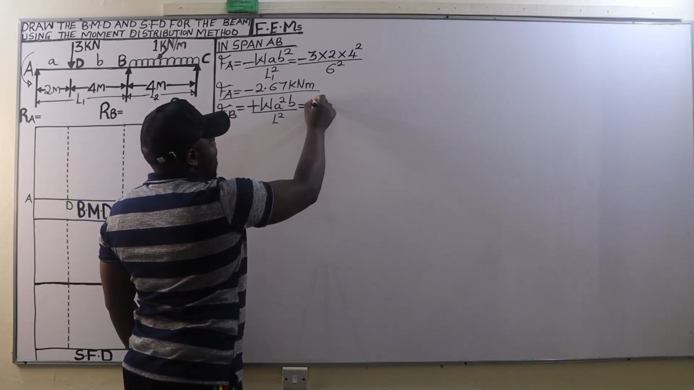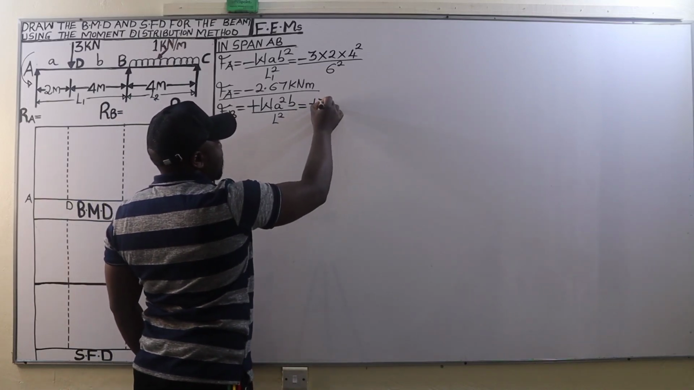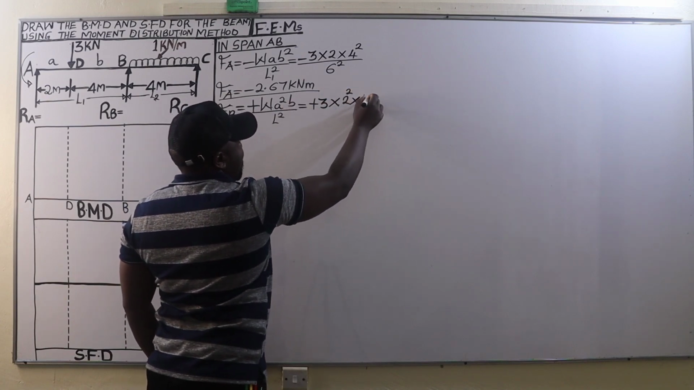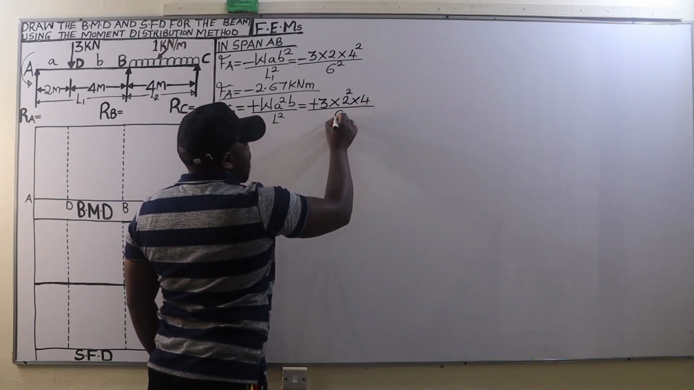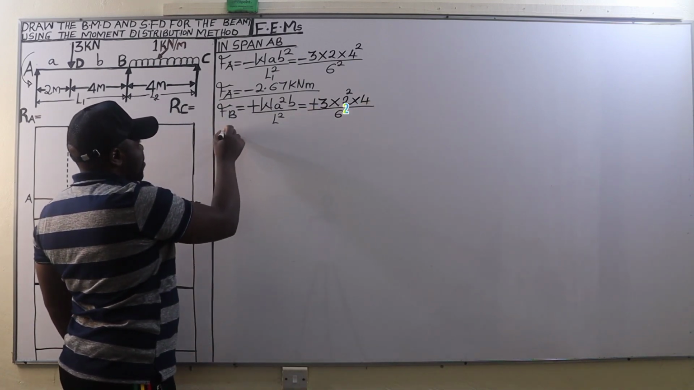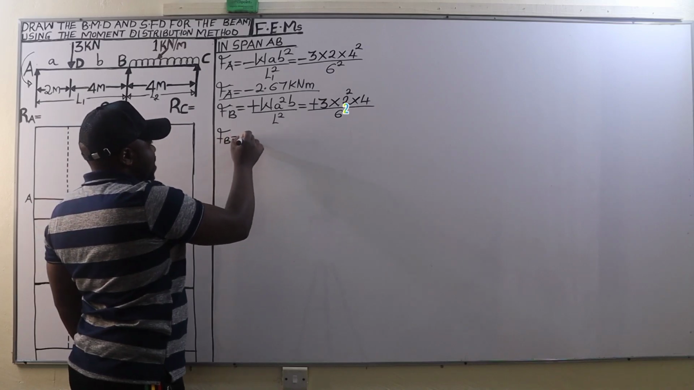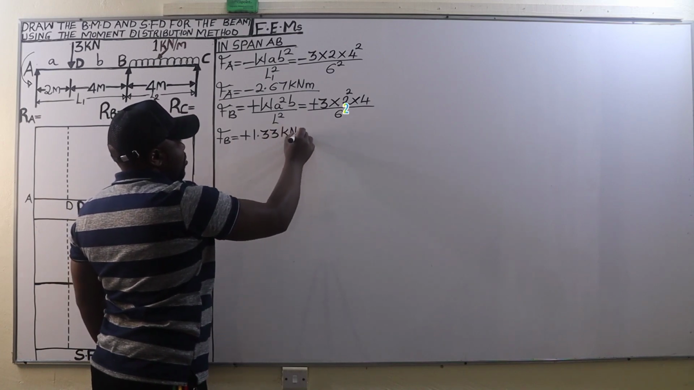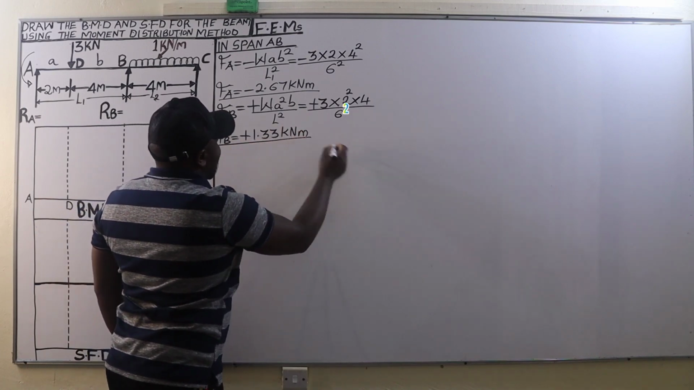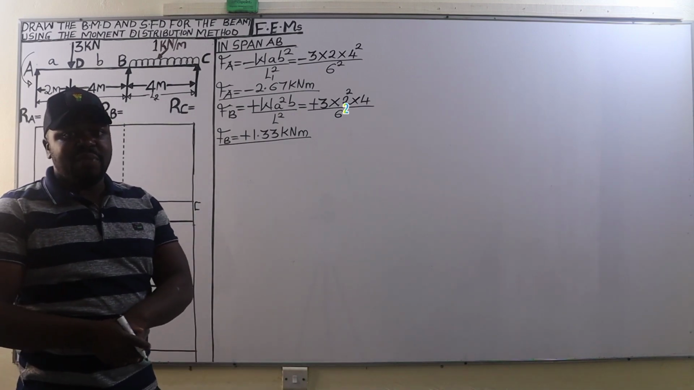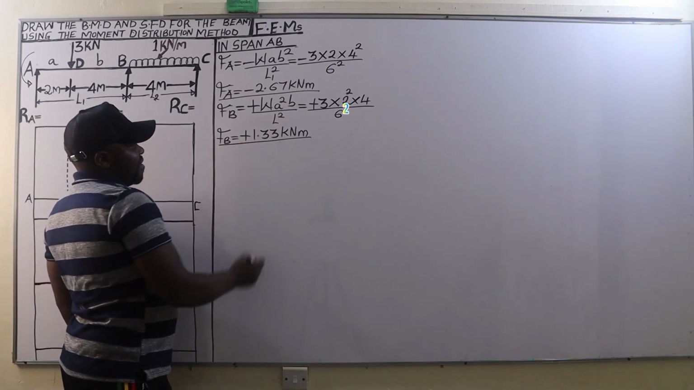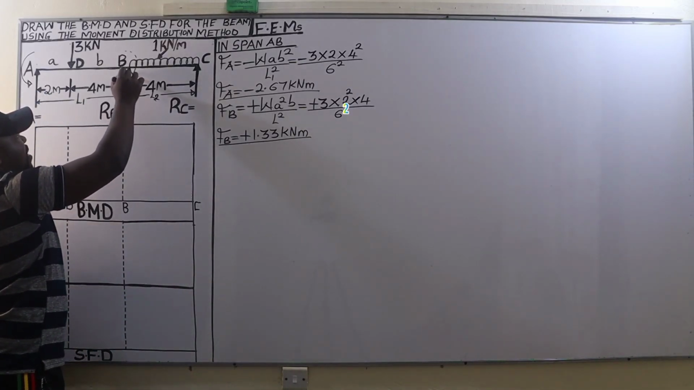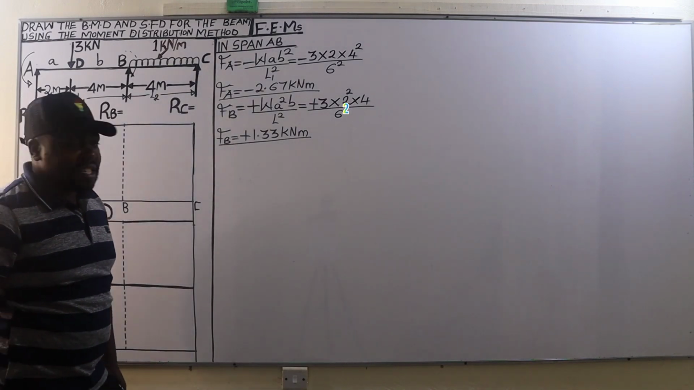And this is going to give us positive 3 multiplied by 2 squared, which is A, multiplied by 4. Then we divide this by 6. And when we do so, we are going to get a fixed end moment at B of 1.33 kilonewton meter. So that is in the span A to B. This positive means that the fixed end moment at B is going to be a clockwise moment.